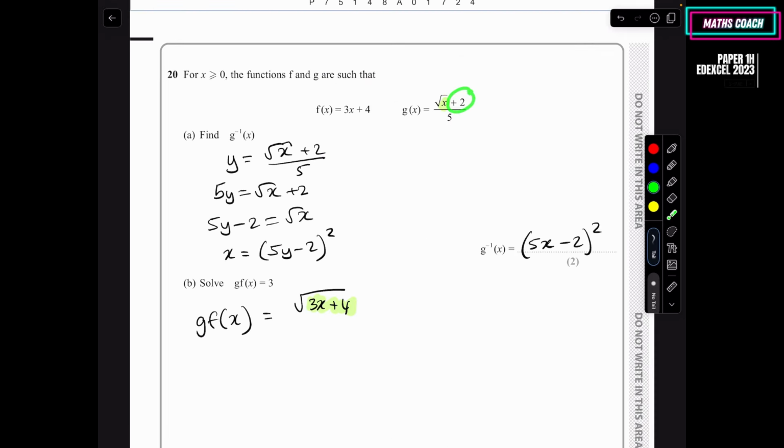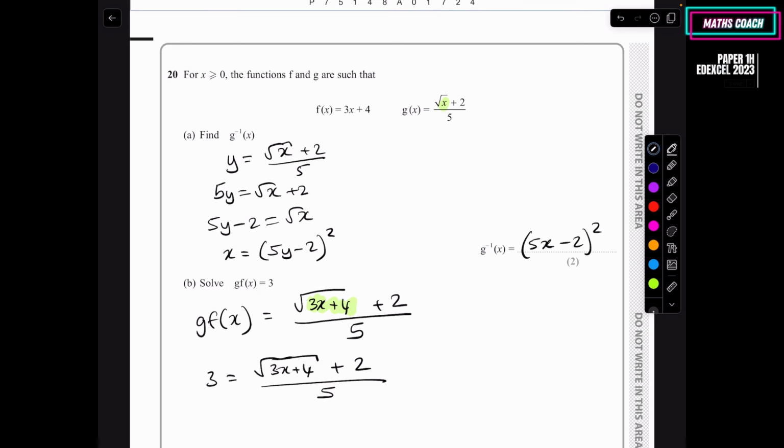So next, I add the 2 here, so plus the 2, and all over 5. Now, this is equal to 3, because remember in the question it said it's equal to 3. So root of 3x plus 4, that's a dodgy root there. Let's fix that. Plus, I need to move down a little bit, running out of space. Plus 2 all over 5. There we go. We need to solve that now.